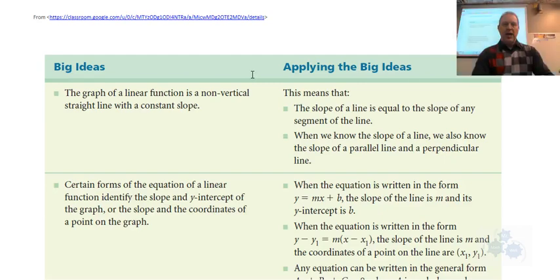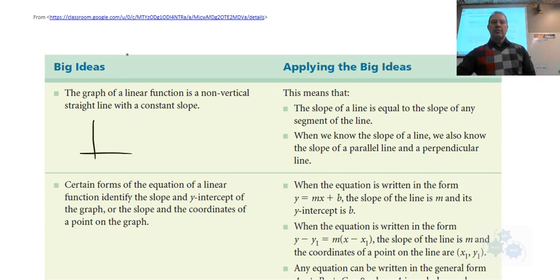All right, so chapter 6, we're talking about functions, slope, equations of a line, and graphs. What we're going to talk about are the big ideas. There's really only two big ideas in this whole chapter. The first one is the graph of a linear function is a non-vertical straight line with a constant slope. So if we take a look at a non-vertical straight line, that's a linear function.